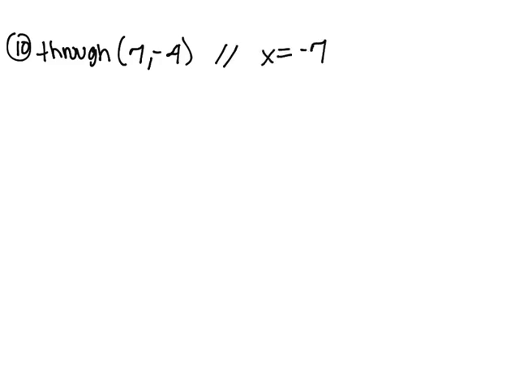Number 10, it says, write the equation of a line that's going to go through the point 7, negative 4, and it's parallel to x equals negative 7. So this is a special line, okay? It only has one variable. This is a vertical line, okay?